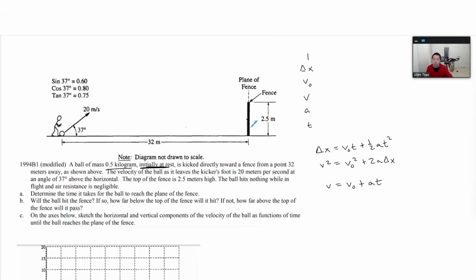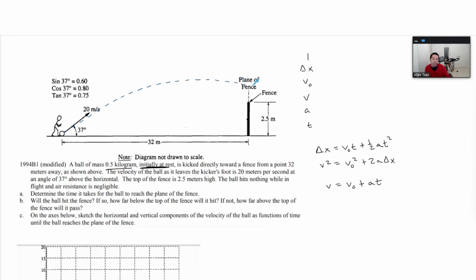The top of the fence is 2.5 meters high, and the ball hits nothing while in flight, and air resistance is negligible. Determine the time it takes for the ball to reach the plane of the fence. So what we want to do here is, this is projectile motion. I always like to do a dash mark of the path of the ball.